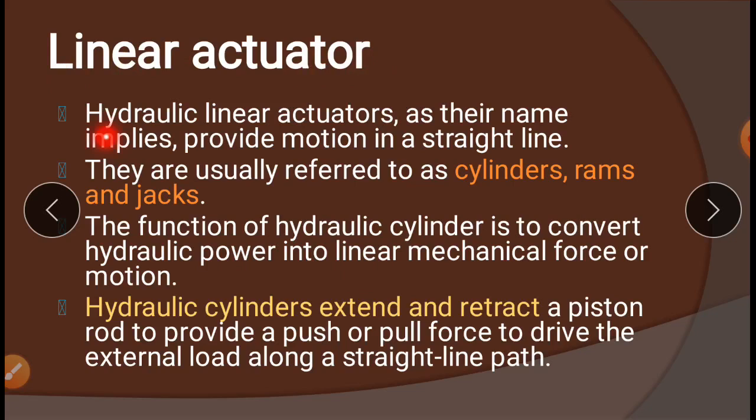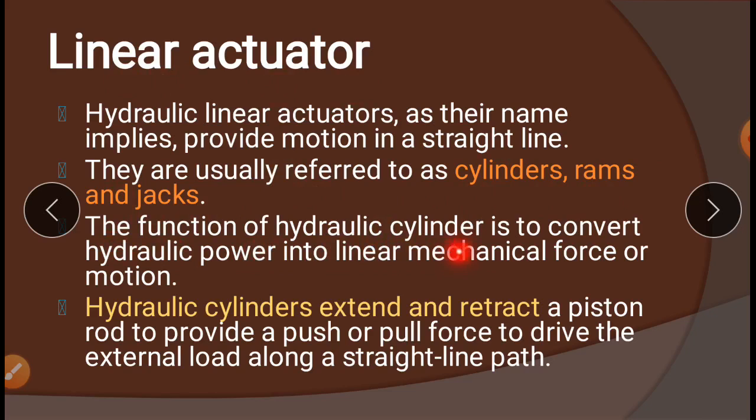In hydraulic systems, hydraulic linear actuators, as they provide motion in a straight line, are usually referred to as cylinders, rams and jacks. You can see the examples for these linear actuators. The main examples are cylinders, rams and jacks. So cylinders reciprocate in one line, rams also move to and fro in one line, and jacks also lift the load in one direction. Okay, so like that the operations take place in the linear actuators.